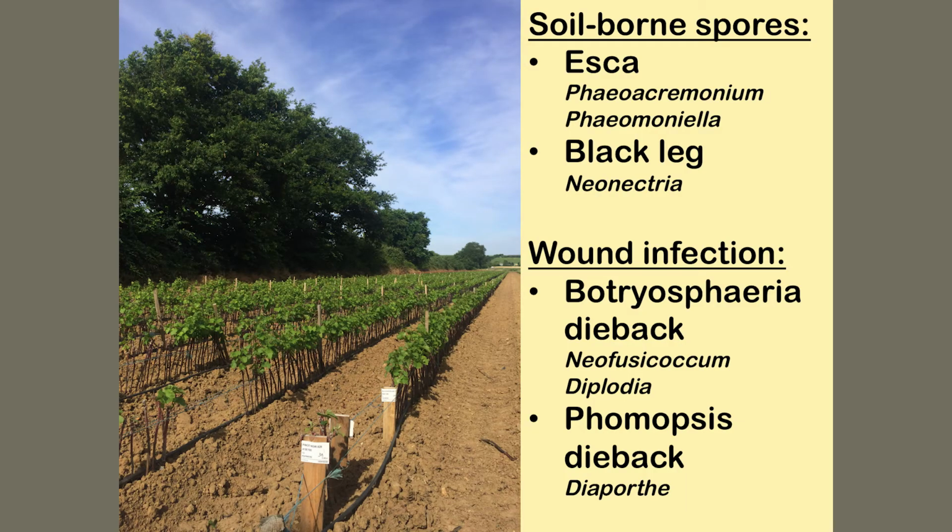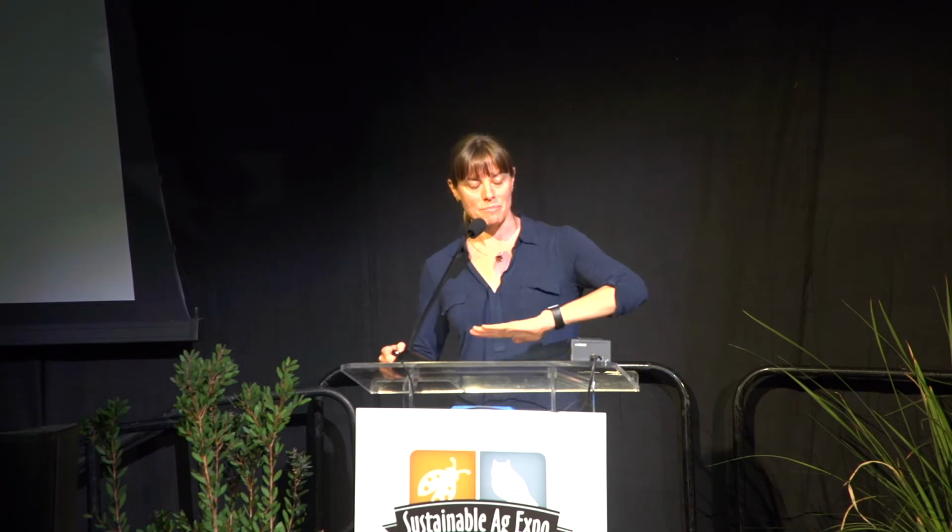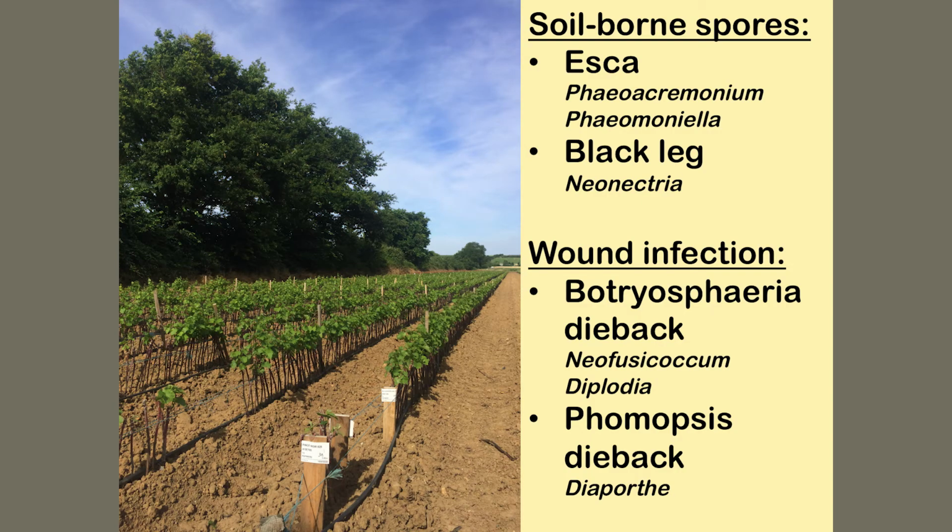And then the other way that nursery stock could become infected in the field, if it's being rooted in the field, is through wounds. So there's a wound at the top of the cutting, there's a wound at the base of the cutting, and those can get infected by these different dieback type pathogens that have splash dispersed spores.